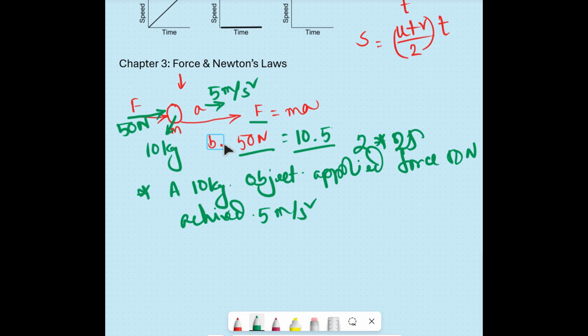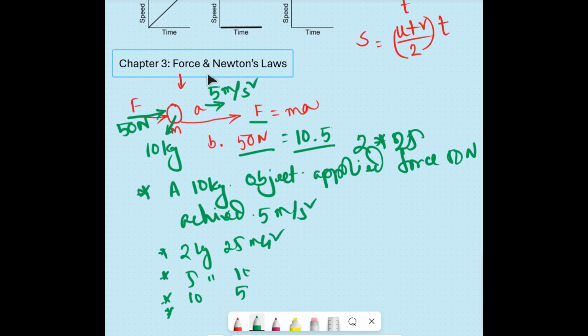So some MCQ might also be asked, or say there is a question, what is 50 Newton, and there will be 4 options. So one option is 2 kgs, 25 meter per second square, the acceleration. Here maybe 5 kgs, and of course here 10 meter per second square, or maybe 10 and maybe 5, etc. So this type of question might be asked within chapter 3.